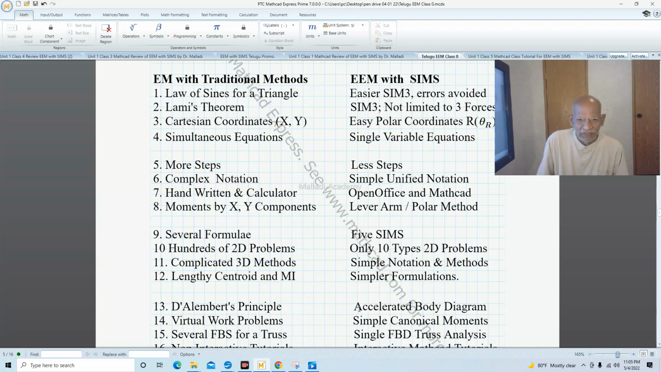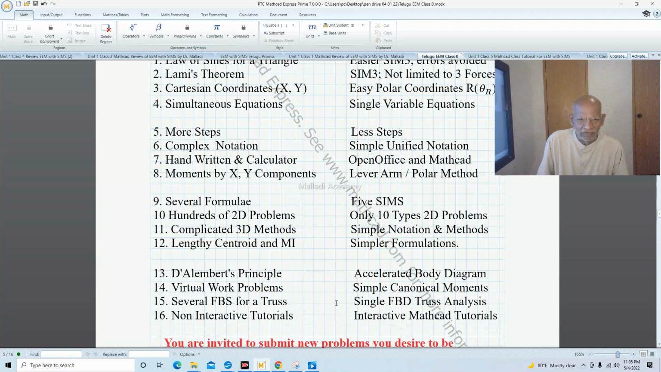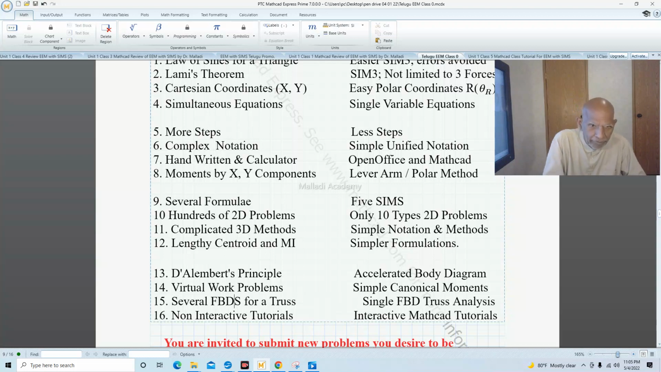D'Alembert's principle is replaced by the accelerated body diagram, which is easy to solve. Virtual work problems are similarly solved at this stage using simple canonical moments. Several FBDs for a truss, whereas a single FBD is used to complete this truss analysis.